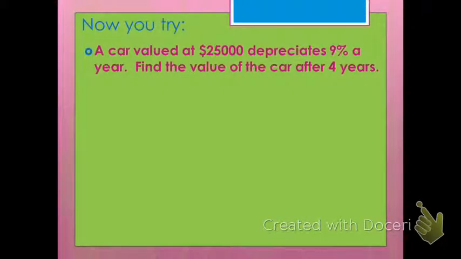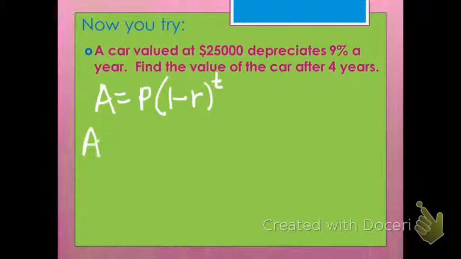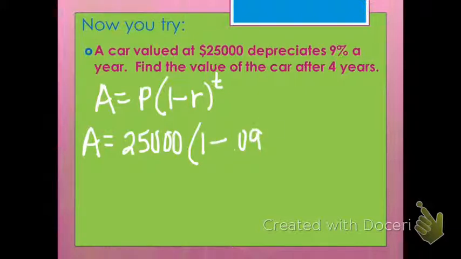So now it's your turn to try. Again, pause the video, try it on your own, and then turn the video back on and check and see how you did. So let's try it ourselves. We know it is depreciating, so we know which formula to use. Find the value of the car means we don't know the value to start with, or to end with. We know it started with $25,000. It's going to depreciate at 9%, so 1 minus 0.09, and the time is 4 years.